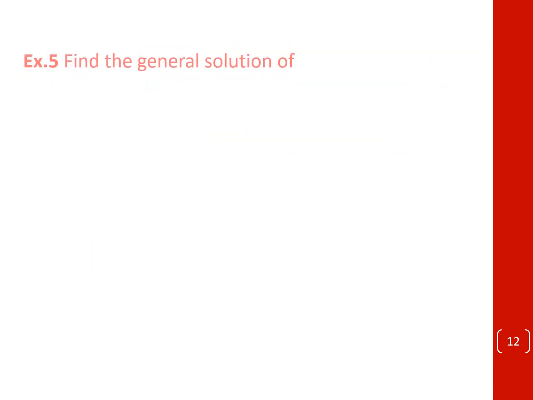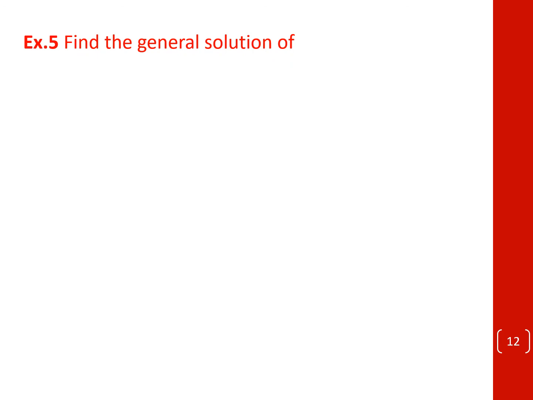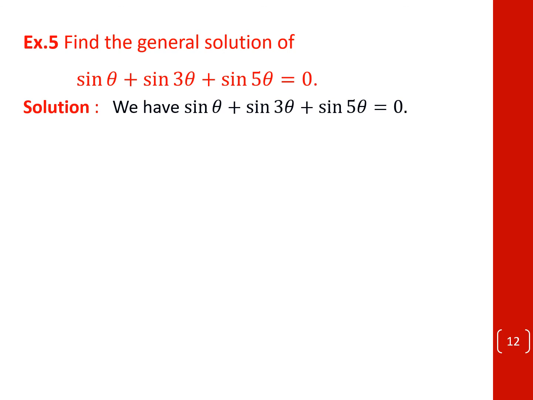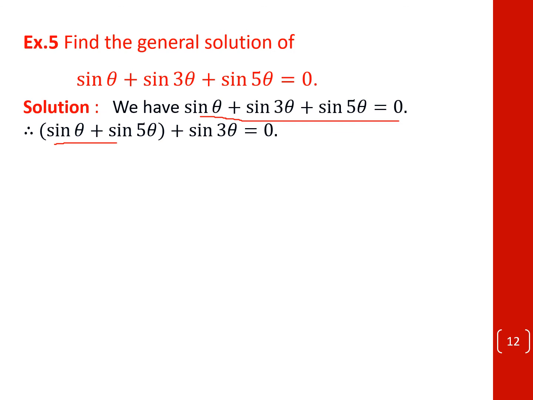Find the general solution of sin theta plus sin 3 theta plus sin 5 theta equals 0. Solution. We have student sin theta plus sin 3 theta plus sin 5 theta equals 0. We will make some adjustment here. So we will take sin theta plus sin 5 theta in one bracket plus sin 3 theta equals 0. We know the result of sin C plus sin D.